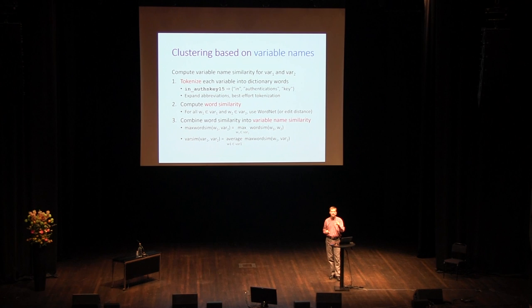Then, for every pair of words across the two variable names, compute their semantic similarity. We use an old technique, which is WordNet. That's a dictionary that essentially has linkages between definitions. The closer two things are, the more similar their meaning. You could also imagine using edit distance or a more modern technique like word embeddings. And then finally, we combine the word similarity into the variable name similarity. Essentially, for every word in one variable name, find the most similar one in the other variable name, and then average over those.